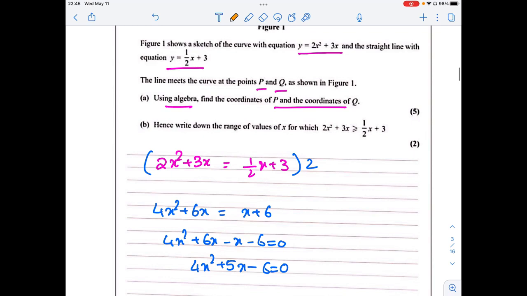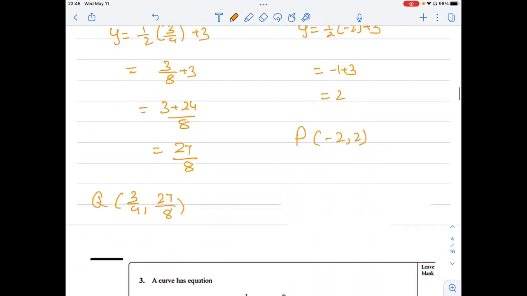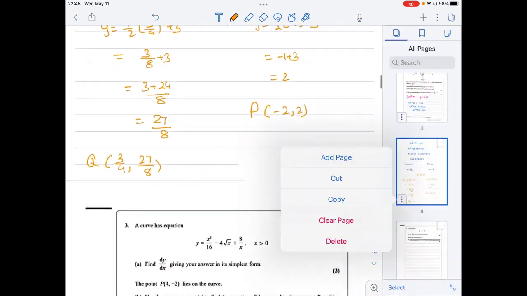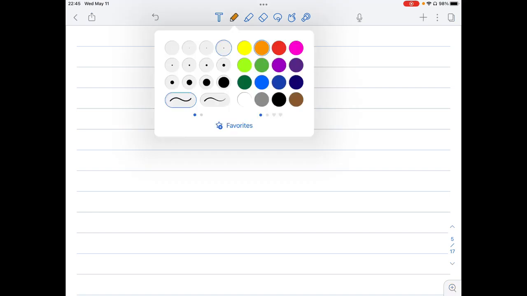That completes the first part. Then hence write down the range of the values of x for which 2x squared plus 3x is greater than or equal to half x. So what is that?